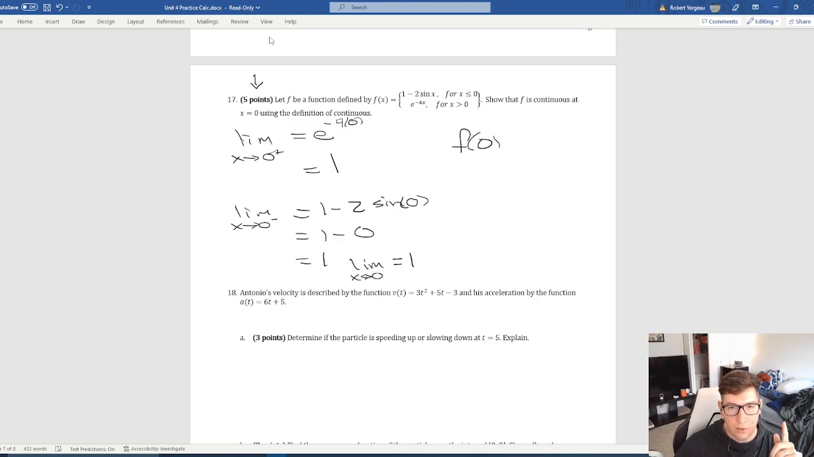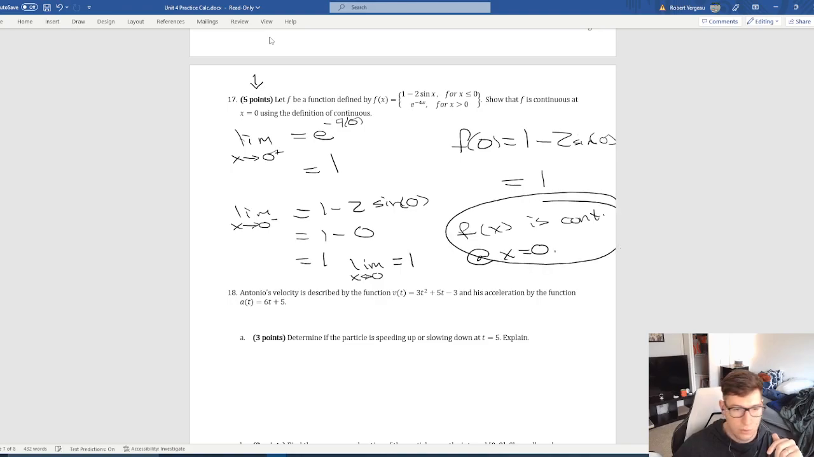function value at 0. Well, for the function value at 0, we should use that second function. So again, I'm going to have 1 minus 2 times the sine of 0. But we just did that. And so we know that that's going to give us 1. And so I know that the limit exists, the function is defined, and these two are the same, which means that f of x is continuous at x equals 0. Wonderful.